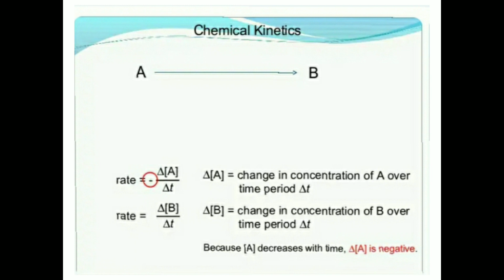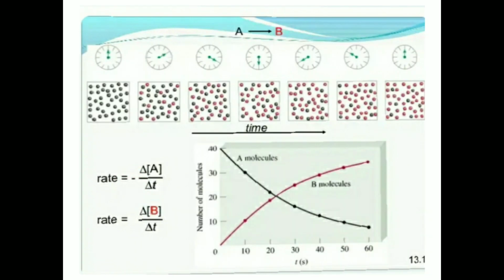Here is a simple reaction, A to B. Rate is equal to minus delta A upon delta T. Delta A is the change in concentration of A over a time period delta T. Next, rate is equal to delta B upon delta T. Delta B is the change in concentration of B over a time period delta T. Because A decreases with time, delta A is negative.